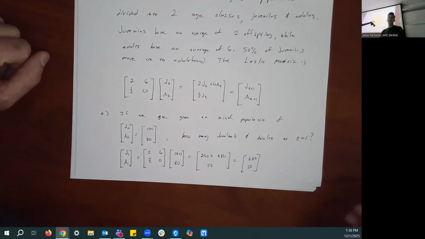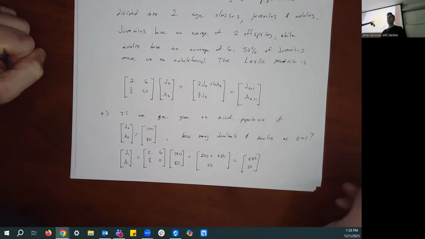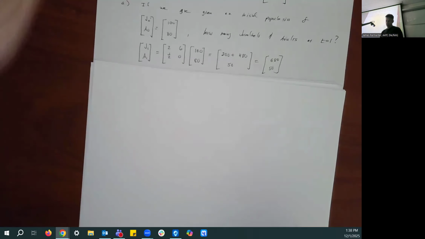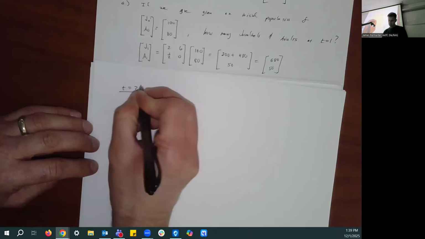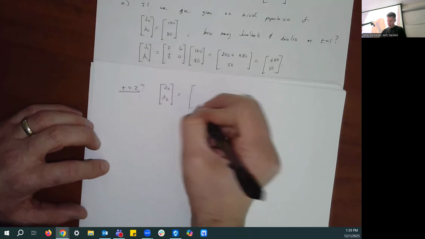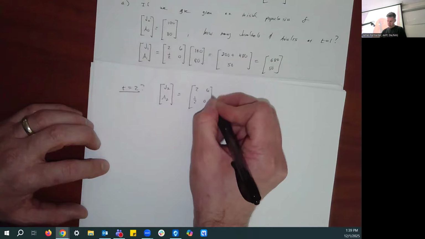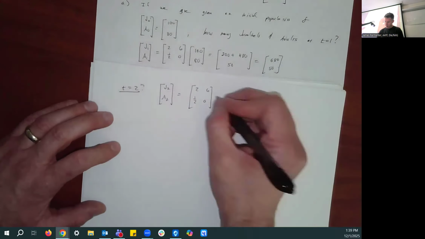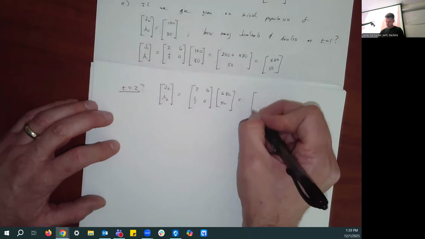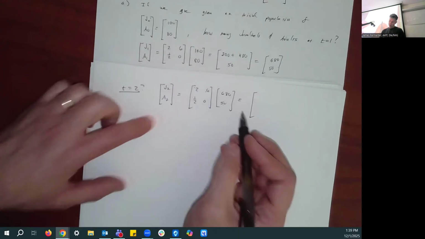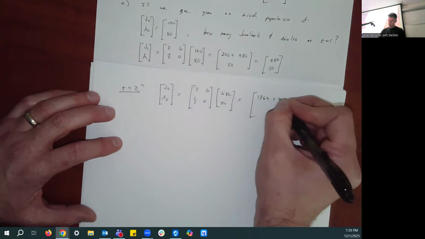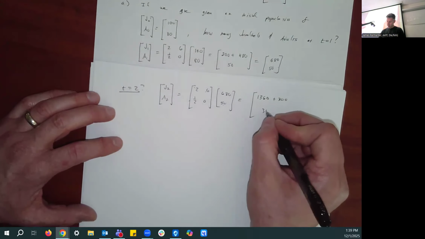And then what if we asked about the year after that, after 2 years or 2 time iterations? Well, then we multiply again, which is going to start to feel kind of terrible. What about t equal to 2? J2, A2 is going to be our matrix 2, 6, 1/2, 0 times our J1, A1, which is 680 and 50. And then we do the same math. It's going to be 2 times that plus 6 times that. So, yeesh, 1,360 plus 6 times 50 is 300. And then 1/2 times 680 is 340.